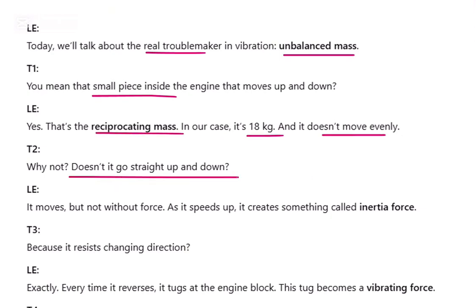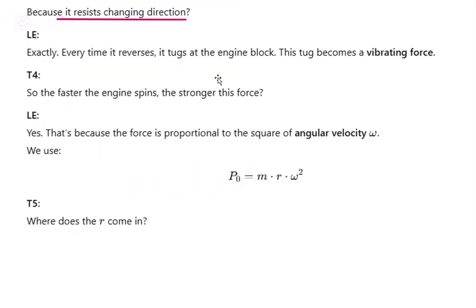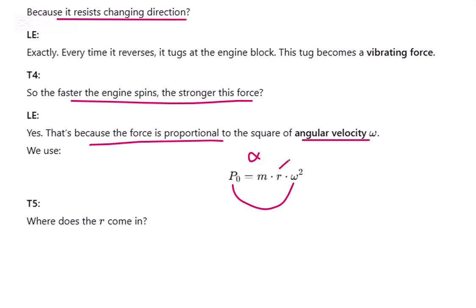Why not? It doesn't go straight up and down without force. As it speeds up, it creates something called inertia force because it resists changing direction. Every time it reverses, it tugs the engine block. This tug becomes a vibrating force. So the faster the engine speed, the stronger this force. That's because the force is proportional to the square of the angular velocity, and to the radius and mass. Where does the arc come in?